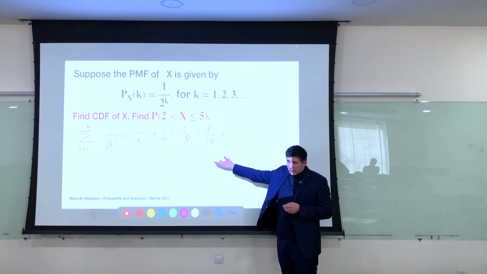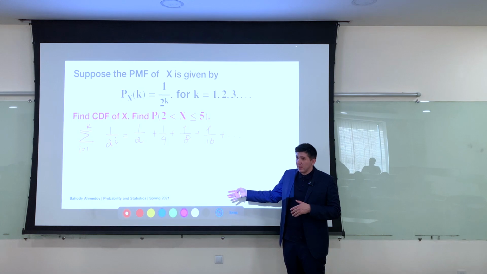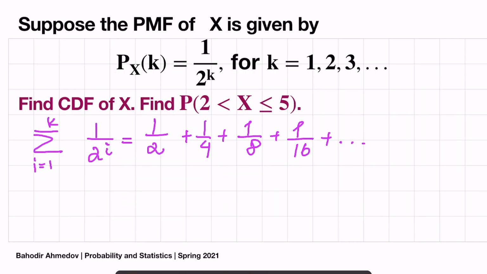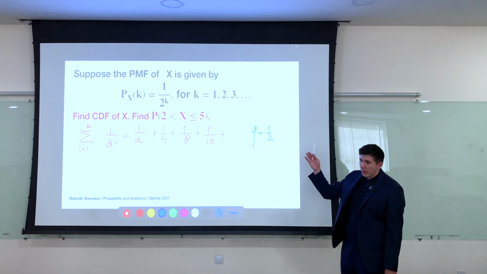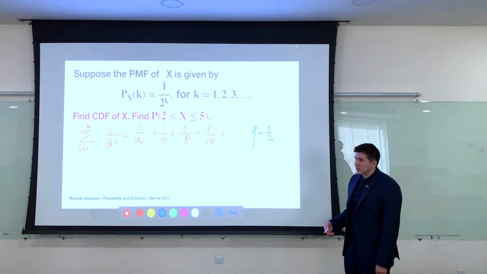Do you remember we call this a geometric series? When every next term is obtained by multiplying the previous term by one number, we call this a common quotient. So here the common quotient is equal to what? It is 1 over 2, right? Because your first term, b1, is equal to 1 over 2. The second term is obtained by multiplying b1 by the quotient. The third term is obtained by multiplying b2 by the quotient, and so on.